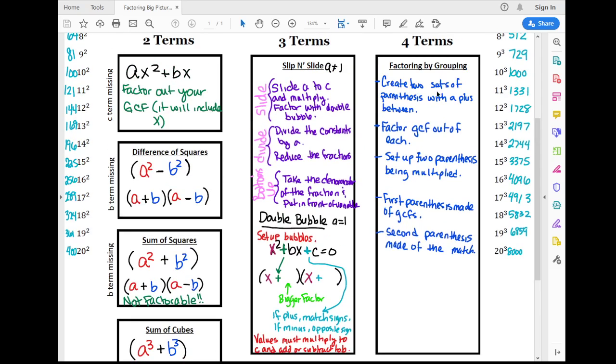Another method of factoring is by splitting it into 4 terms instead of 3 terms. It's a method called factoring by grouping, so I've also included these steps on here. My usual go-to is the slip and slide method, but factoring by grouping is the more traditional factoring method, and I will include resources for that in case you have parents watching that may not know how to do it.